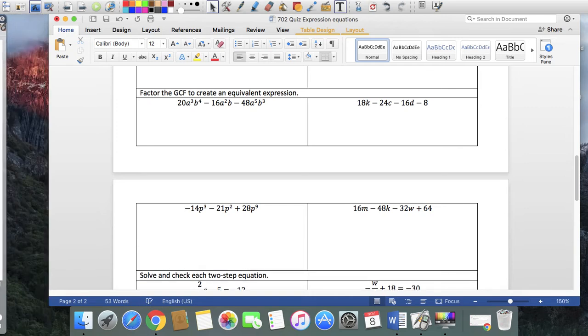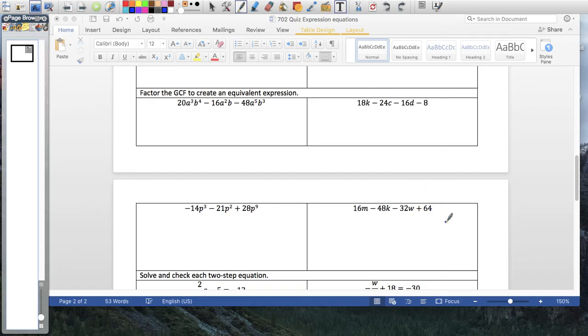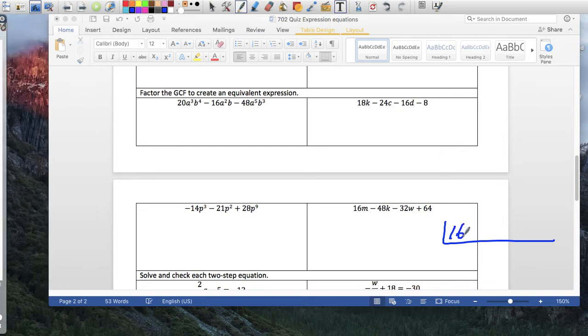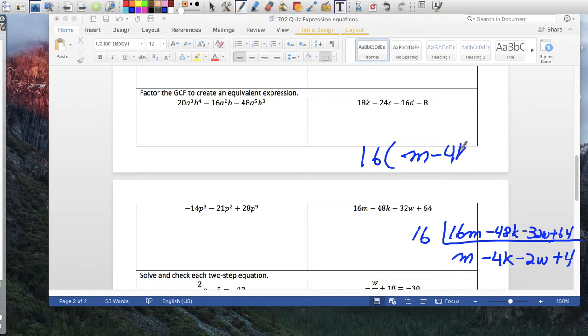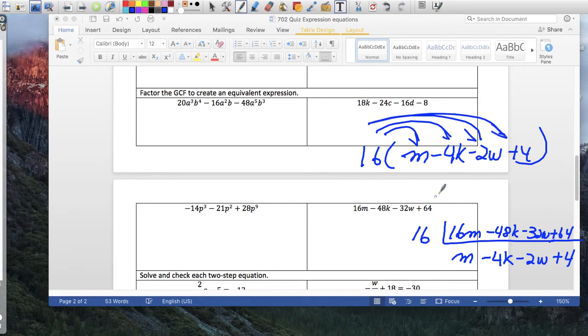variables with exponents. So this one, likewise, if you did the ladder method, hopefully it's going to be bigger than 2. 16m minus 48k minus 32w plus 64. What is the highest number I can think of here? 16. So if I put 16, it becomes m minus 4k minus 2w plus 4. So it's going to be 16 parentheses m minus 4k minus 2w plus 4. And you can always double check to see if you get your original expression.